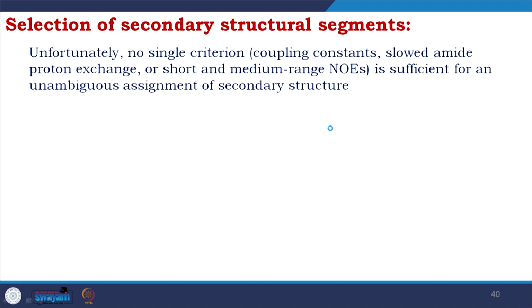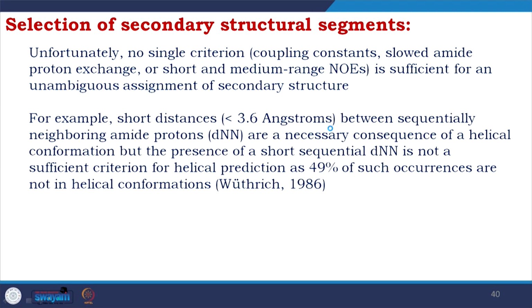Unfortunately, no single criterion, such as coupling constant, amide proton exchange, or short and medium range NOEs, is sufficient for an unambiguous assignment of secondary structure. For example, a short distance, less than 3.6 angstrom or less than 6 angstrom here, between sequentially neighboring amide protons, dNN, is a necessary consequence of a helical conformation, but the presence of a short sequential dNN is not a sufficient criterion for helical prediction, as 49% of such occurrences are not in helical conformation according to Wüthrich's work in 1986.